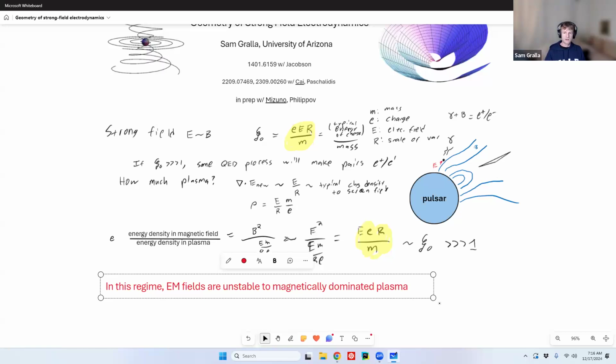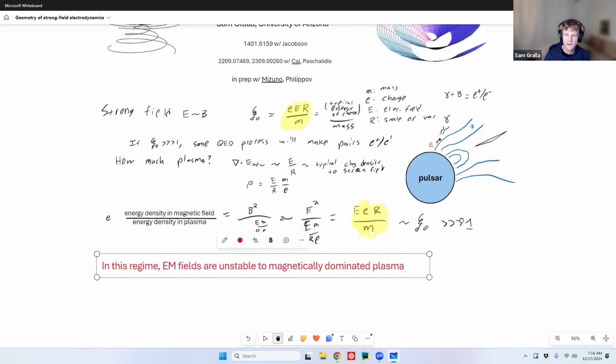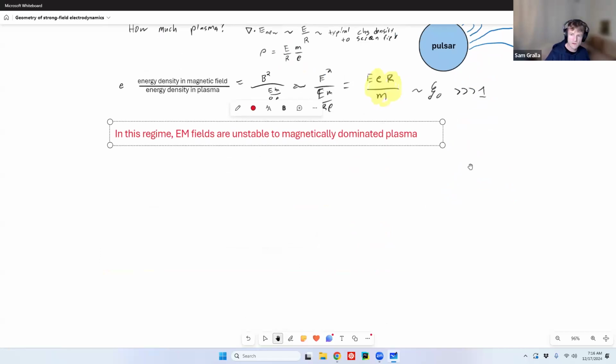So this is the order of magnitude estimate that says when you make plasma by this mechanism, you're in this magnetically dominated regime. And then where we'll get to the talk title, geometrizing things, is there's this theory called force-free electrodynamics, which is marvelously geometric. Okay, so that's a great segue. So let's ask, how do we model this in a magnetically dominated regime?